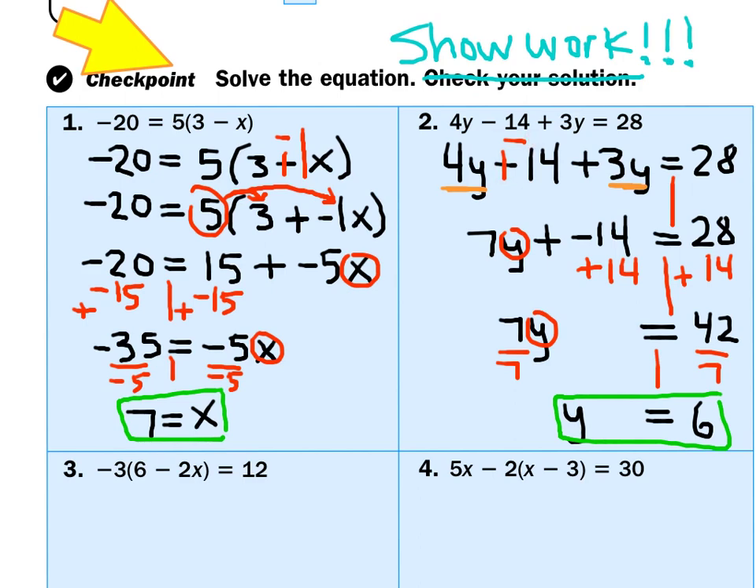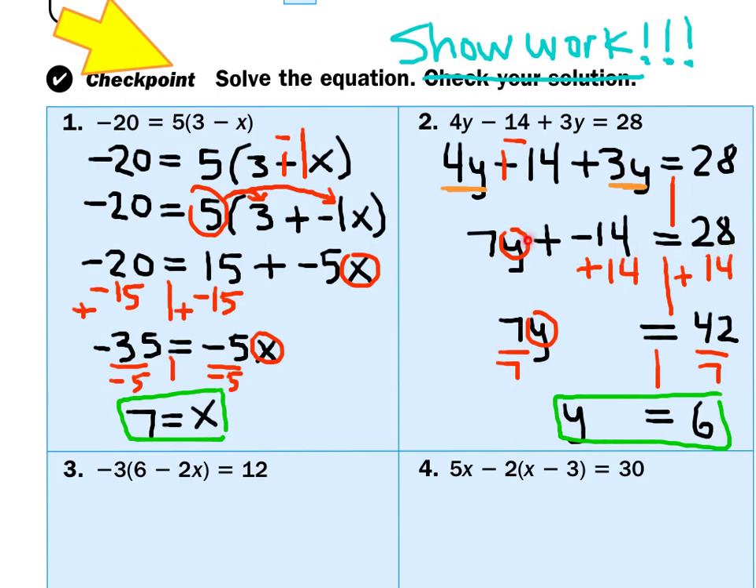And with my orange, I noticed when I brought the wall down, do you see how the 3y and the 4y are on the same side of the wall? That means they're on the same team. That means they want to get together. So 4y plus 3y makes 7y. And then I bring down the plus, I brought down the negative 14, let the equal sign come down, and bring down your 28. And now you have a two-step equation.